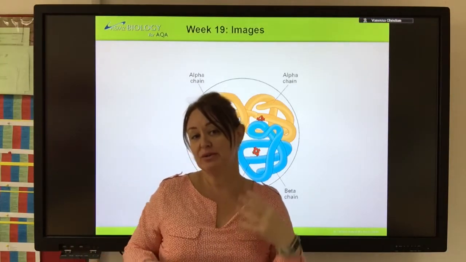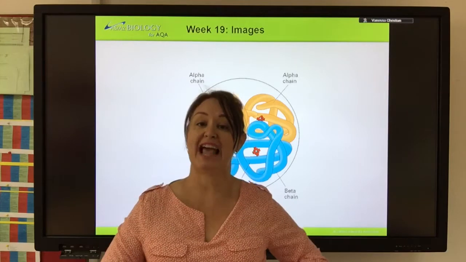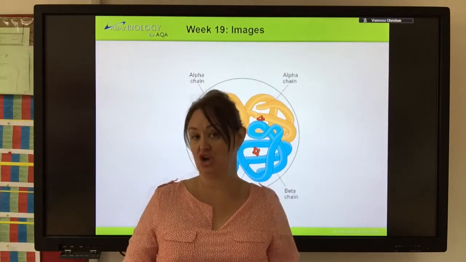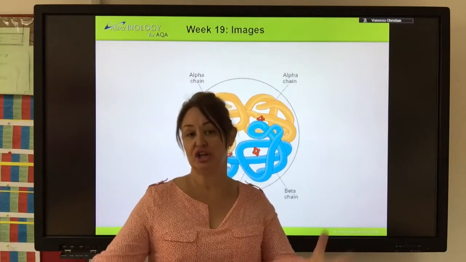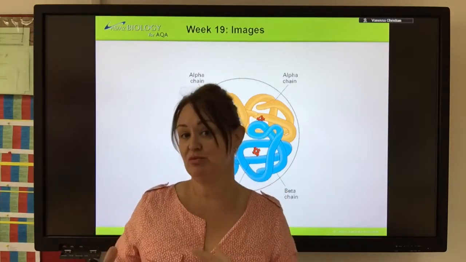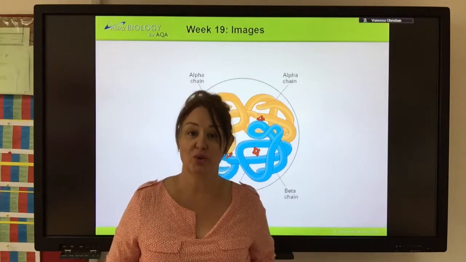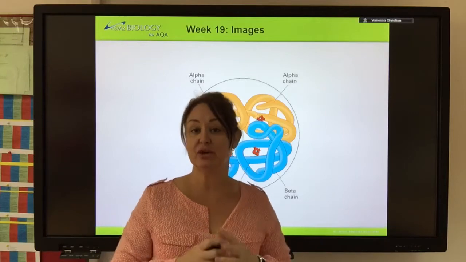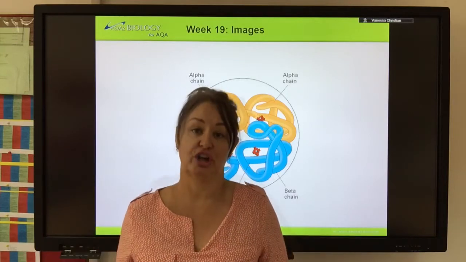So when we talk about hemoglobin, we talk about its affinity for oxygen, its liking for oxygen. And when we talk about oxygen being taken in by the molecule, we talk about its association with oxygen or its loading with oxygen. And likewise, it unloads or it dissociates when it lets that oxygen go.